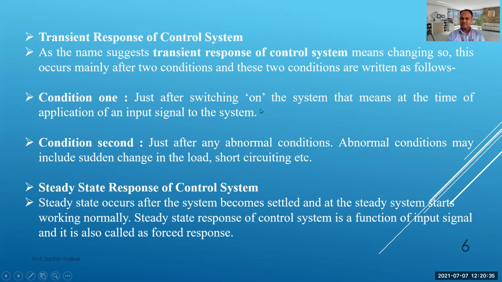Condition 1, just after switching on the system, that is, at the time of application of an input signal to the system. And second condition, just after any abnormal condition, that is, if there is any sudden change in load or short circuiting, etc. Now, what is steady state response? Steady state occurs after the system becomes settled and starts working normally. It will be smooth. Steady state response of the control system is a function of the input signal, and it is also known as forced response.